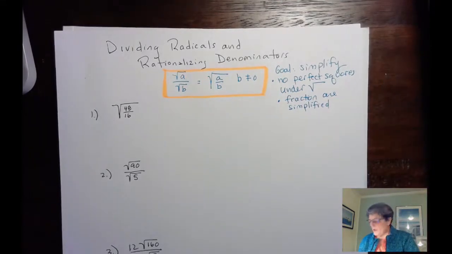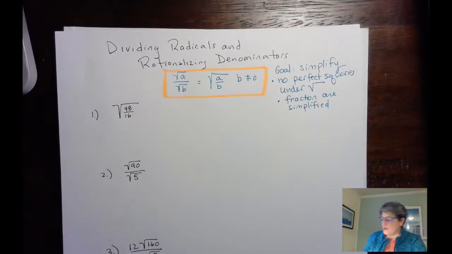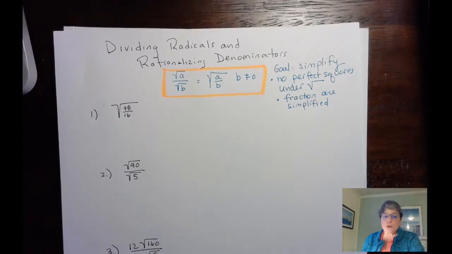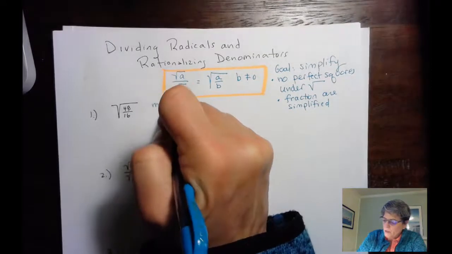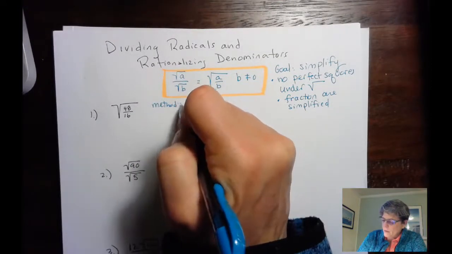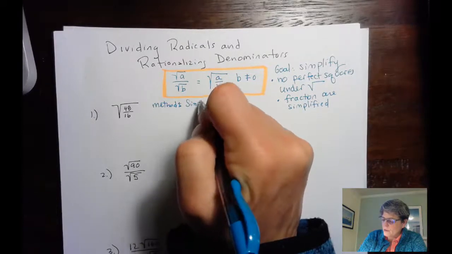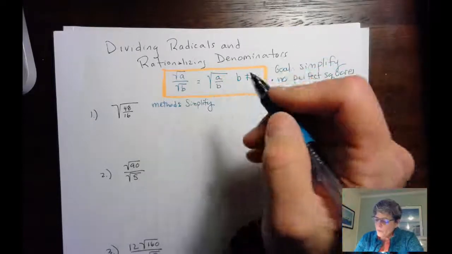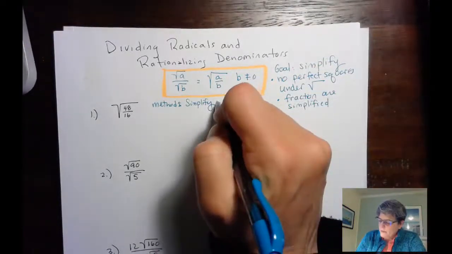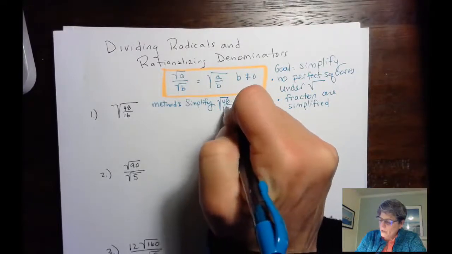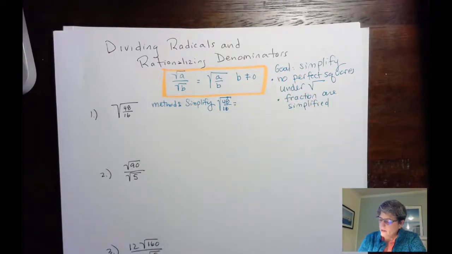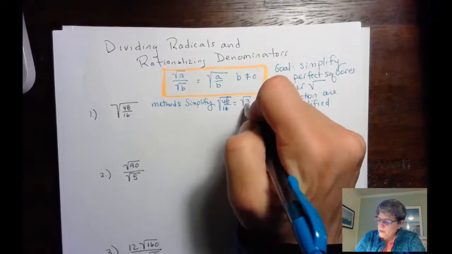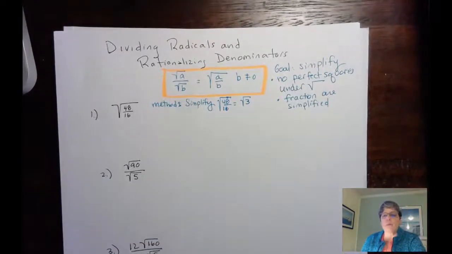So let's do number 1 here. You'll see the square root of 48 over 16. We can leave it this way, or we can divide it into two pieces and simplify the pieces. So let's do it both ways. Method 1 would be to simplify first. We do 48 over 16, and we know that 16 goes into 48 3 times. So that's equal to the square root of 3. Pretty simple.